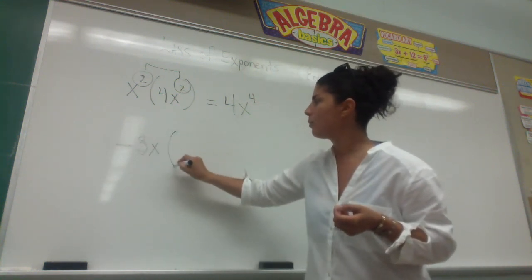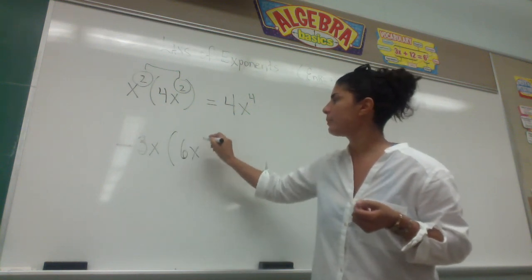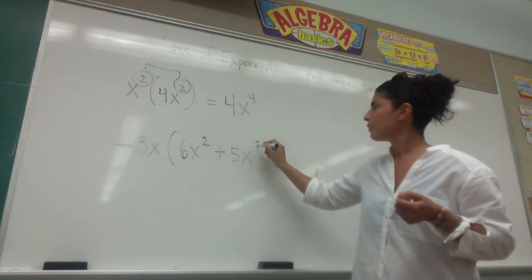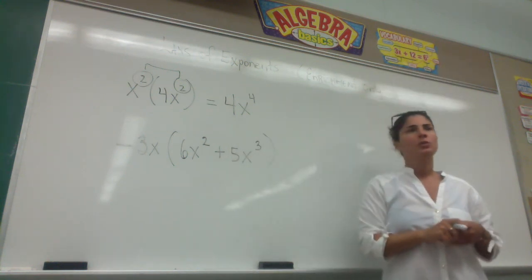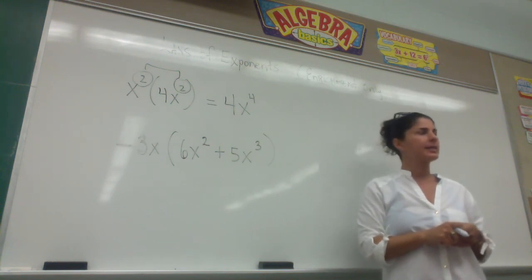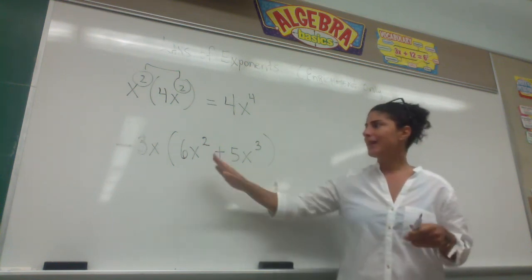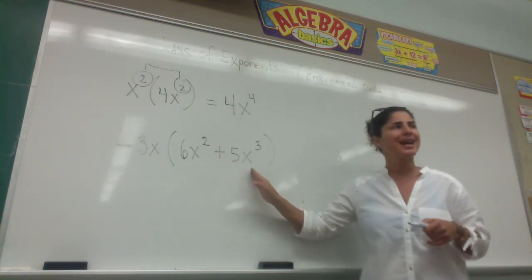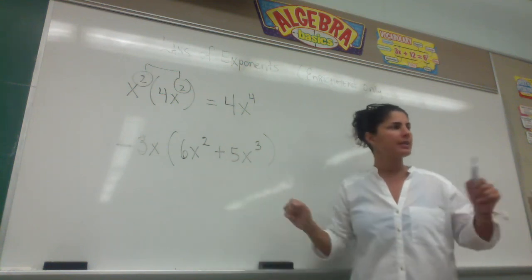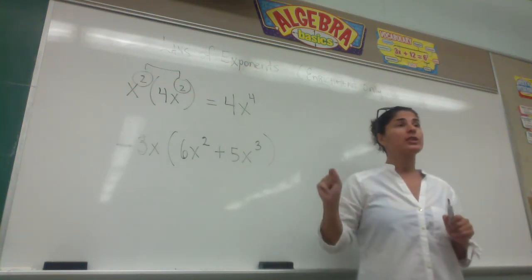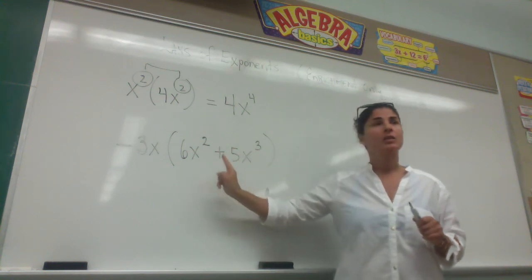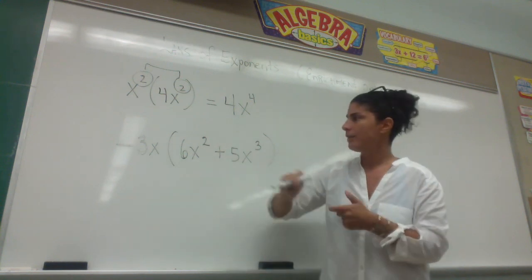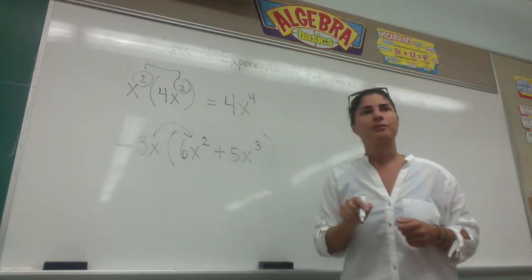If I had negative 3x, I apologize, this pen ran out. Negative 3x, open brackets, 6x to the power of 2, plus 5x cubed. What do you think I'm going to get? Now I can't add these, right? Why can I not add these together? They're different. The exponents are different. So I'm not allowed to add these. But we could multiply and distribute this way.